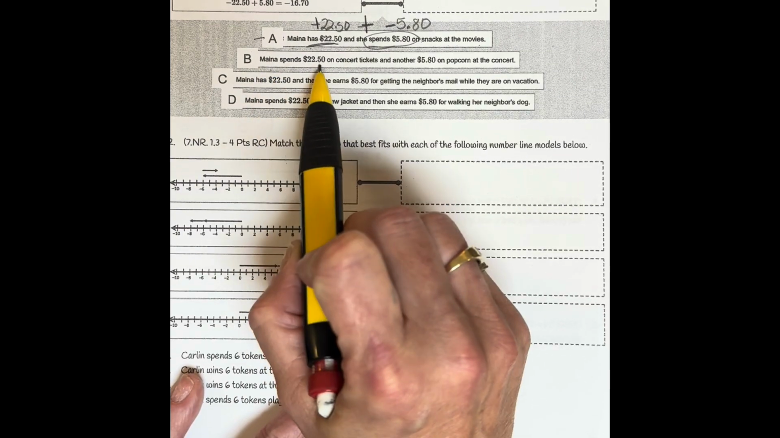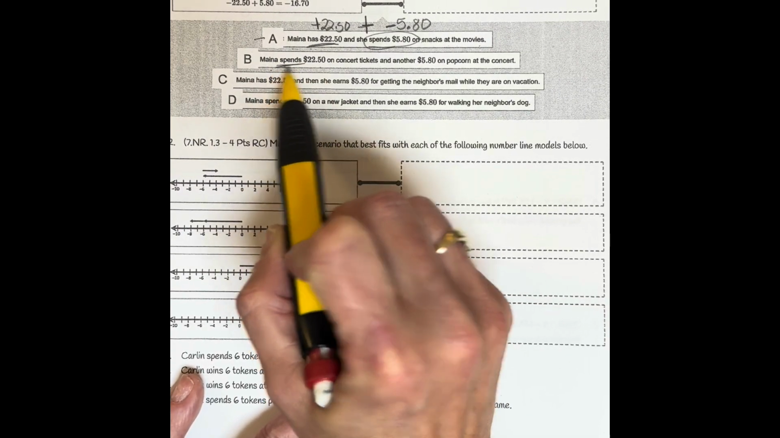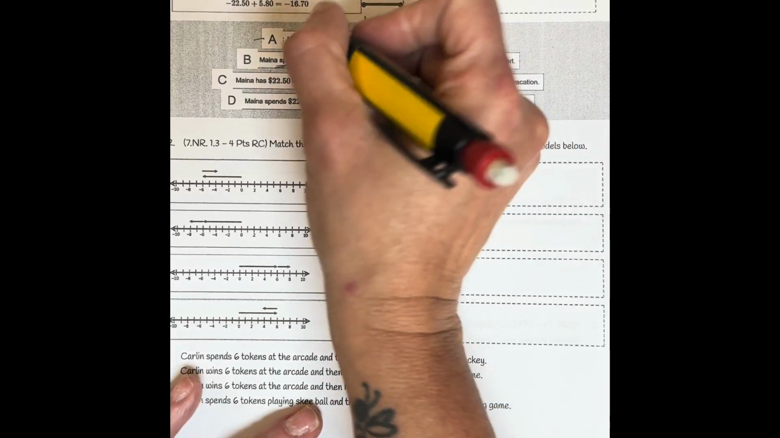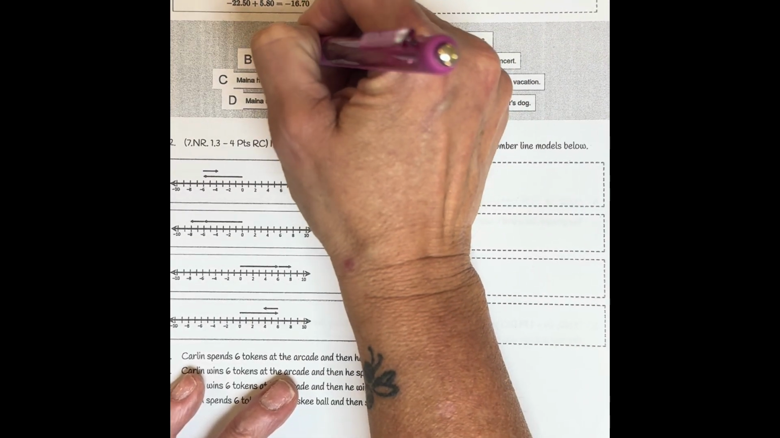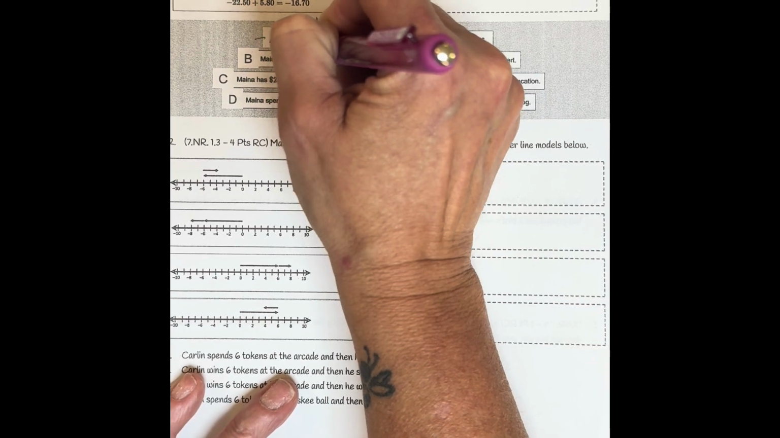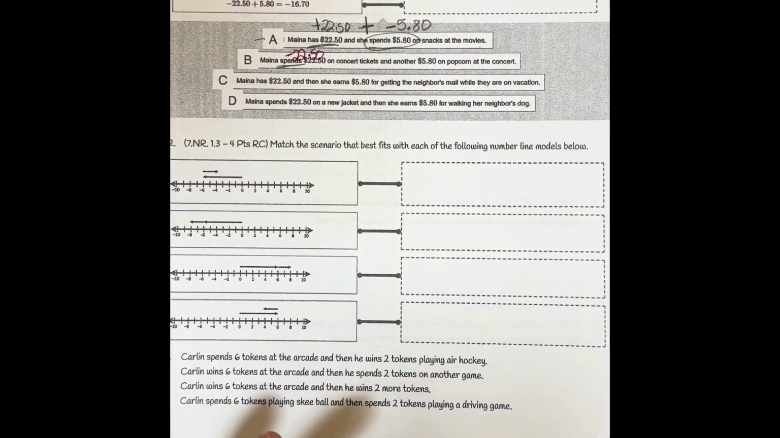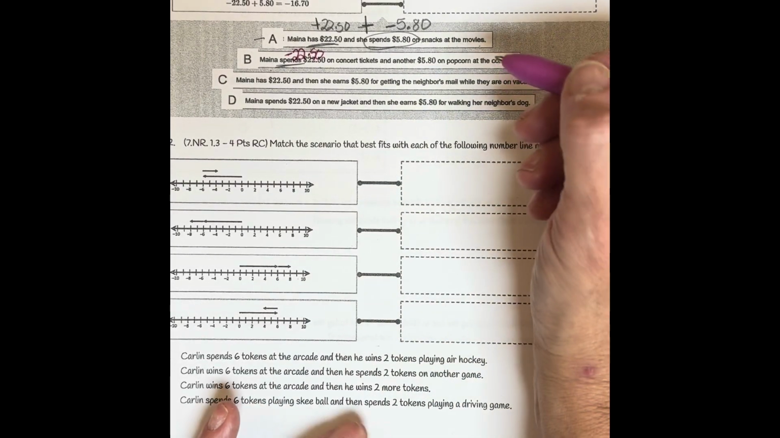All right. Mania spends $22.50. If she's spending $22.50, that means that's a negative $22.50. I'm just going to write it right in there on top. I'm using a pen so that it stands out on this dark background right here. Y'all know we don't do math with a pen.